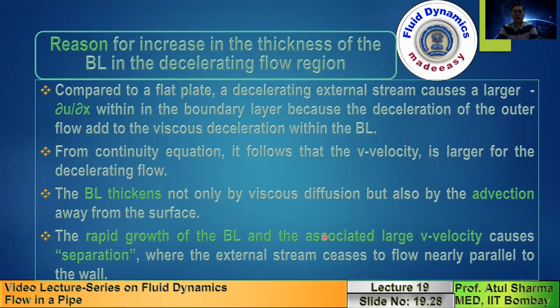The rapid growth of the boundary layer and the associated large V velocity causes separation, where the external stream ceases to flow parallel to the wall. Near the wall, you have a reverse flow situation when the flow separation occurs.